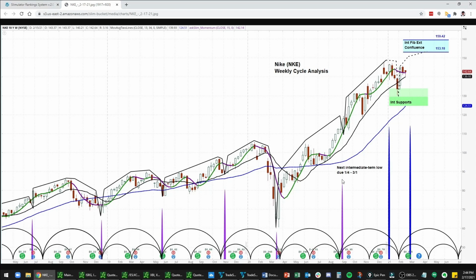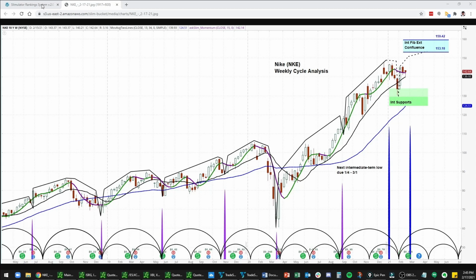On the weekly chart, we have a beautiful pattern here in Nike. We were due to form an intermediate term low. We show that using these blue ovals. The intermediate term low was due 1.4 to 3.1. You can see we had this sell-off here, and then we turned up nicely on the upside and are basically just going sideways here. Overall, given how early we are in this intermediate term rising phase, we would look for further upside here in Nike. We're looking for a move to this 153.18 to 159.42 zone on the upside.